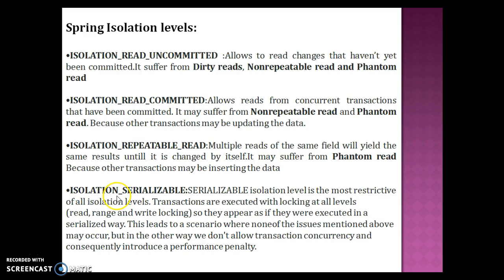Now fourth isolation level, we have serializable. Serializable isolation level is the most restrictive of all isolation levels. Transactions are executed with locking at all levels, like read, range and write locks. So they appear as if they were executed in a serialized way. This leads to the scenario where none of the issues mentioned above may occur, but on the other hand we don't allow transaction concurrency and consequently introduce a performance penalty.